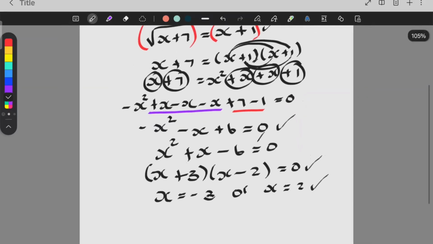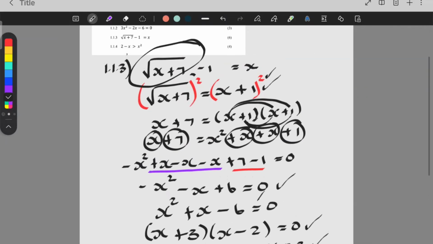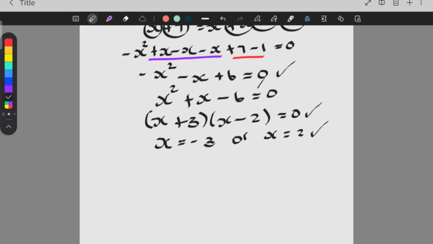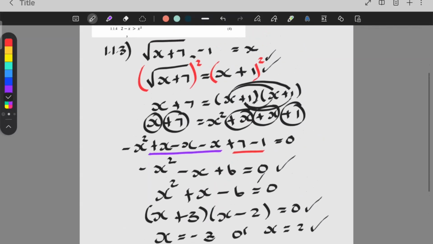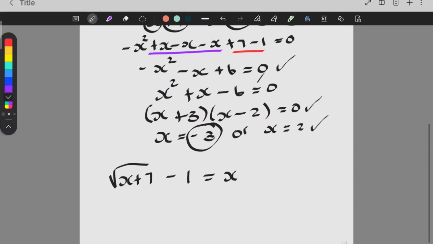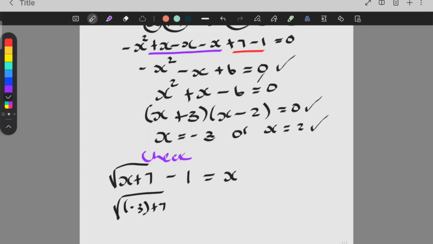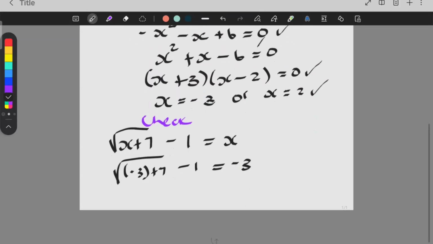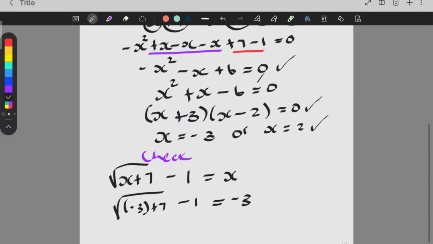But remember, grade 11s, with root questions like that, you have to check your answer. To check our answer, you write the question down: the square root of x plus 7, then minus 1, is equal to x. So you write the question down and then you sub in this negative 3 just to check. So let's write here, we are checking. Now I'm going to replace the x with negative 3 plus 7 minus 1, and this is now negative 3. I'm just going to check if my left-hand side is equal to my right-hand side.